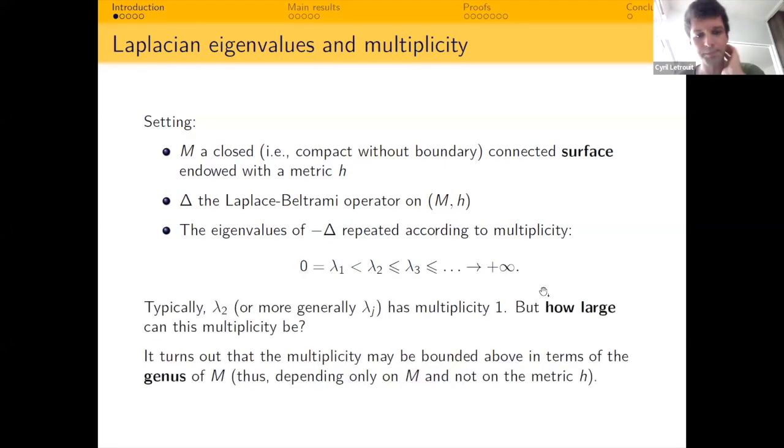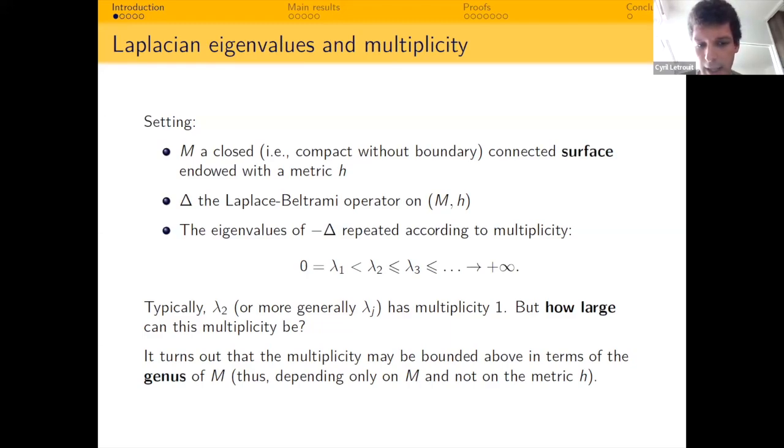So the question we ask is the one of multiplicity, and typically for a typical surface, lambda 2 or more generally lambda j has multiplicity 1. But the question I will ask is how large can the multiplicity be? Meaning, for example, if the surface has a lot of structure, has a lot of symmetries, then the multiplicity can be larger than 1.